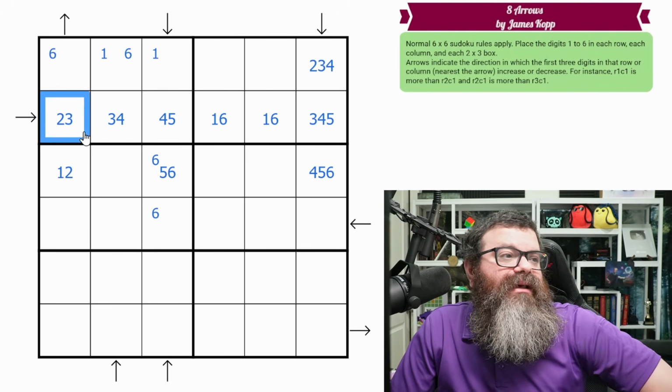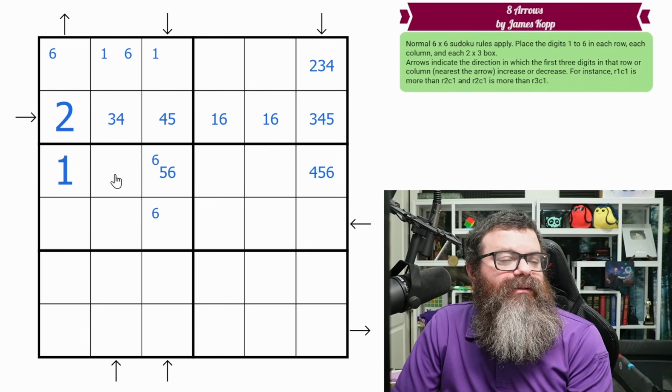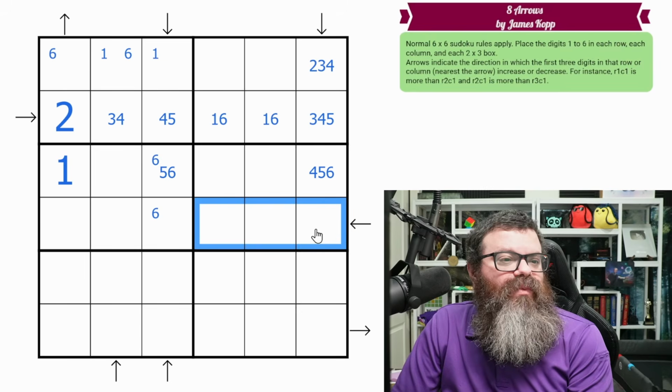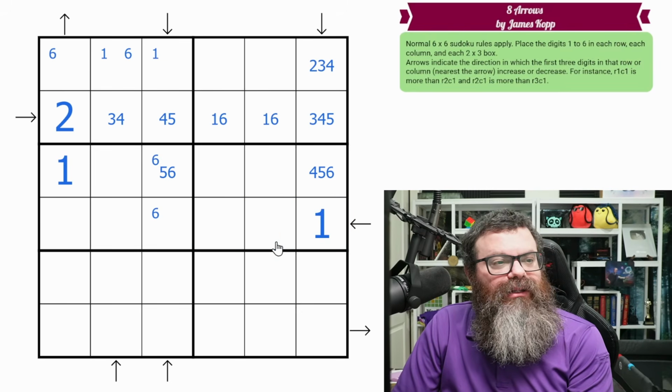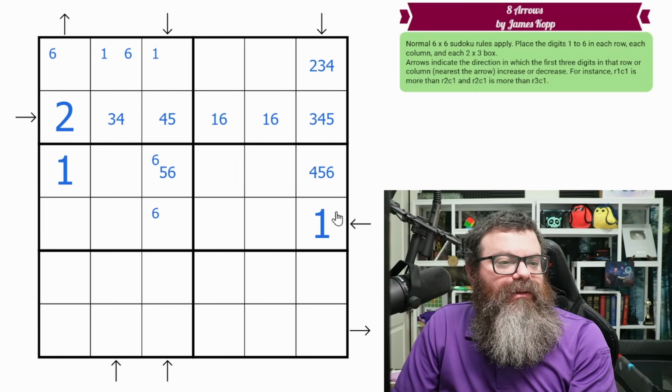Okay, that's important. So the only place for 2 in the whole row is right here, and that makes that a 1. So 1 is in one of these three, and because we increase this way, it's got to be this one. Okay. I don't know that that helped too much, but we got it.